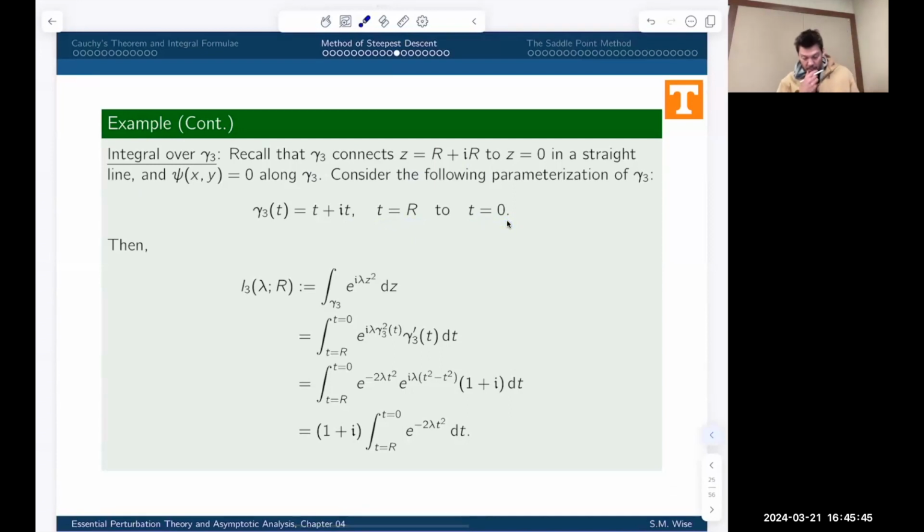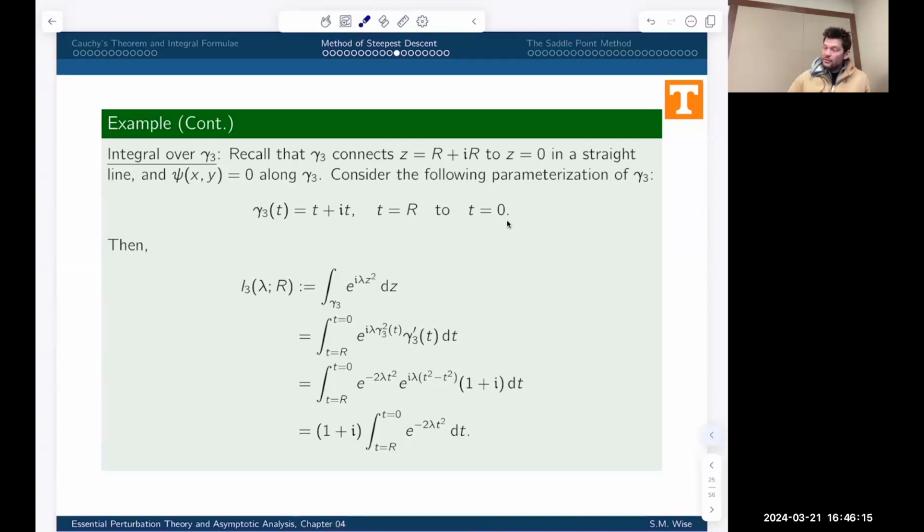So the integral becomes I3. Remember, I3 is going in this direction, so we need to pay attention to the sign here. The sign is important. All right, so this becomes the integral from t equals r to t equals 0 of e to the i lambda gamma 3 squared. So this is just putting in the definitions.